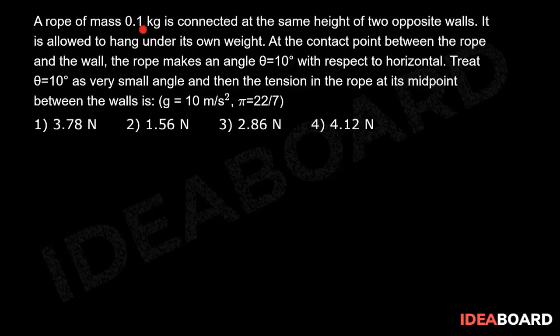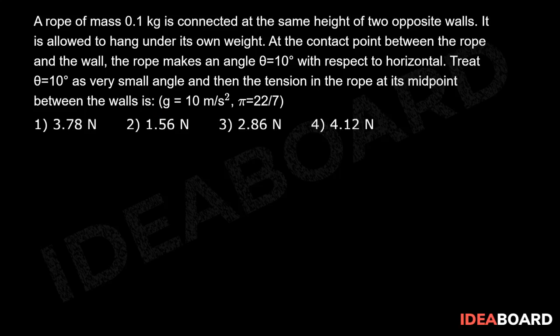A rope of mass 0.1 kg is connected at the same height of two opposite walls. It is allowed to hang under its own weight. At the contact point between the rope and the wall, the rope makes an angle theta equals 10 degrees with respect to horizontal. Treat theta equals 10 degrees as a very small angle, and then the tension in the rope at its midpoint between the walls is.